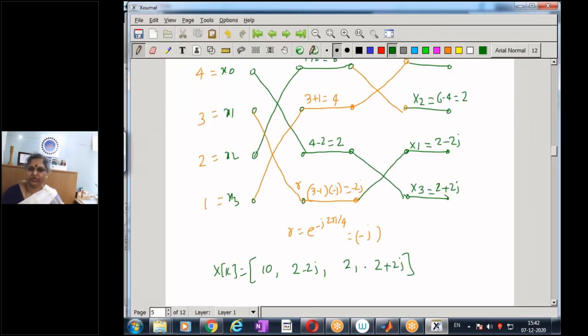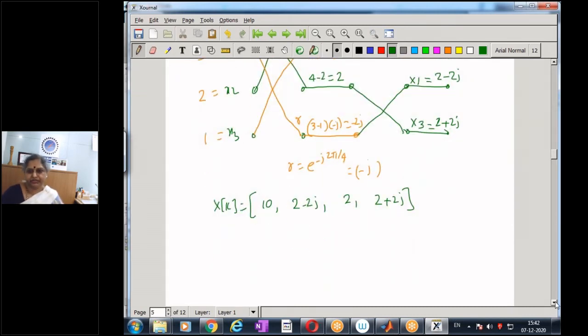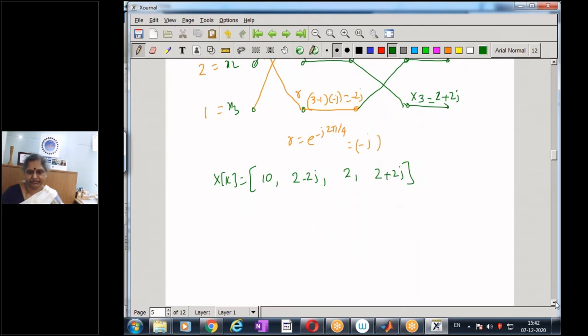So let's take one more example for computing the 4-point DIF FFT. Now we will change our problem. Let's take the question as: compute the 4-point DIF FFT of x of n, and let us take x of n as complex. Say 10, 2 plus 2j, 2, 2 minus 2j.